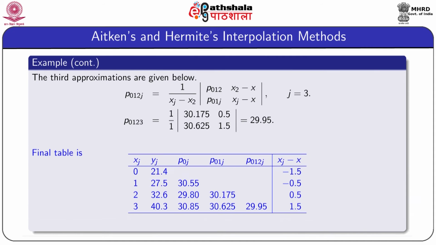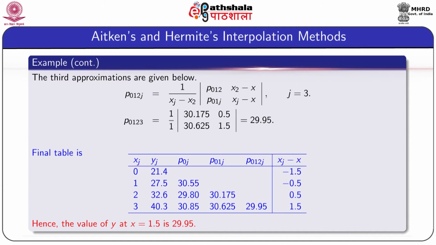So, after this calculation the final table is this one. In this table the last column is updated. So, the value of y when x equals 1.5 is the last value, that means 29.95. This is the final value of y when x equals 1.5.